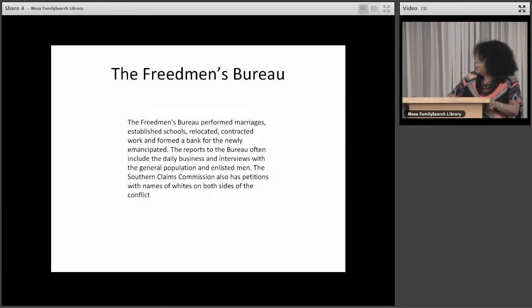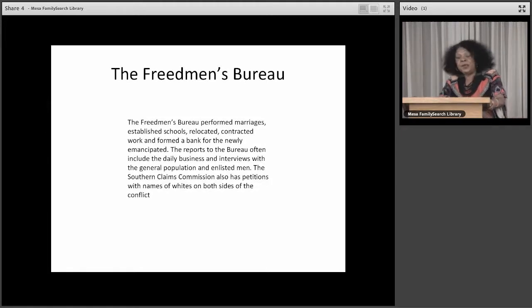The Freedmen's Bureau, we talked about them. The Southern Claims Commission, a lot of entries there. Farmers who said they lost property because of the war, or I've actually seen where some actually wanted to be reimbursed for the price of their slaves. It also has who was stationed where. Very often there'll be some labor contracts.